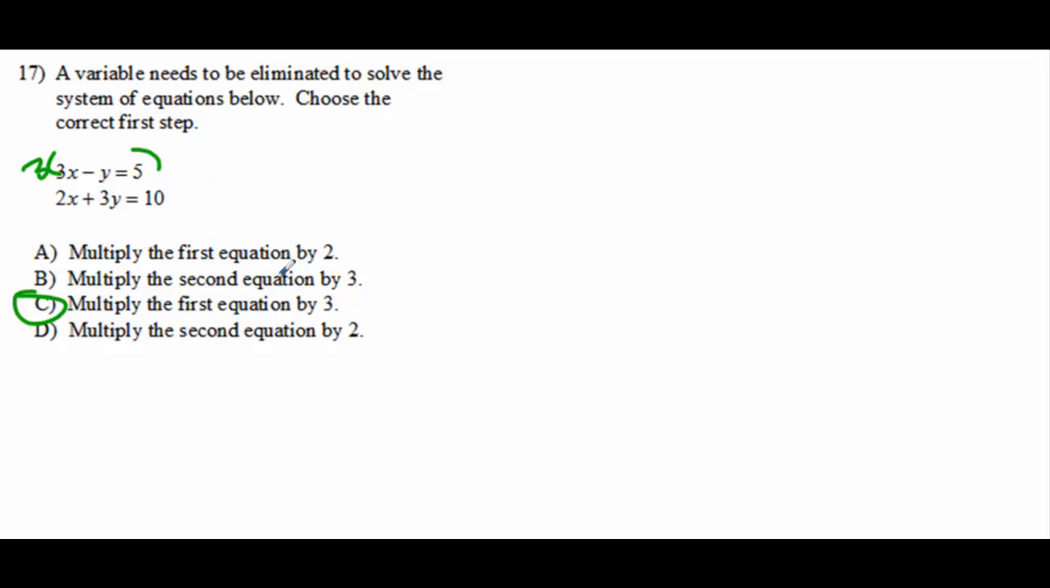Otherwise, you'd walk through each one and say, okay, if I multiply the first equation by 2, does that make something eliminate? No. Okay, let me look at the next one. And you do process of elimination, whichever way is easier for you.